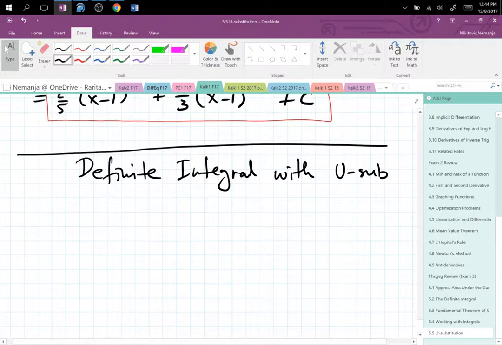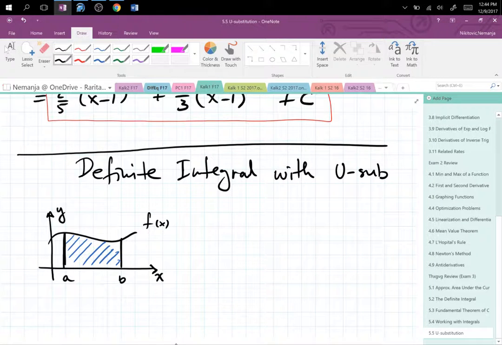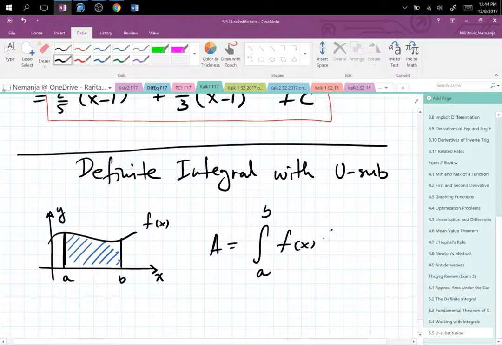Before we go into solving the problems, I'm just going to remind you about the definite integral so we understand where this comes from. If you want to compute the area under the curve f of x from A to B, you are going to set up the integral from A to B of f of x dx. We know that from previous lectures.